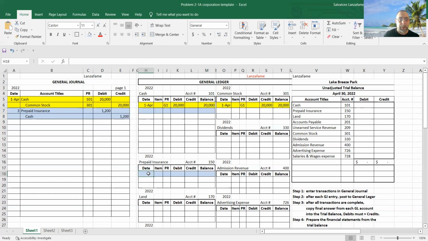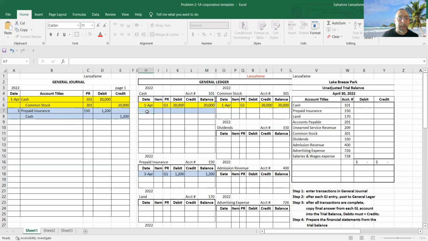All right, so we're going to put in the date, April 3rd. Nothing in the item. We're posting from G1. We are debiting prepaid insurance for $1,200. And our new balance in this account is $1,200. This $1,200 balance means debit balance because I have debited that account. Same thing with cash. Cash is a $20,000 debit balance because of the debit that I made. Whereas common stock, this credit caused this to be a credit balance. Okay. So we're going to cross-reference back with the 150.